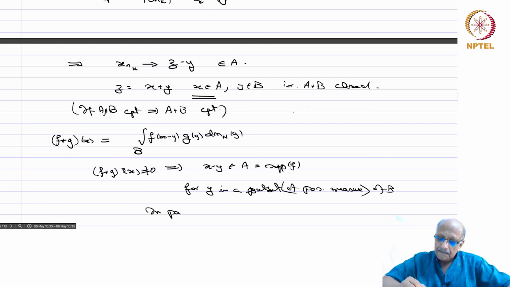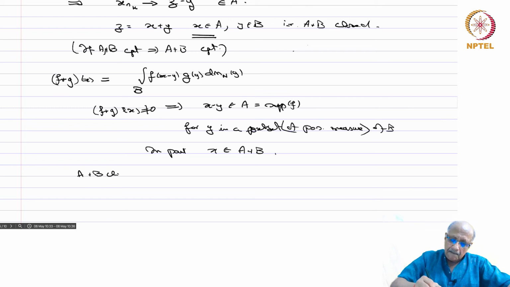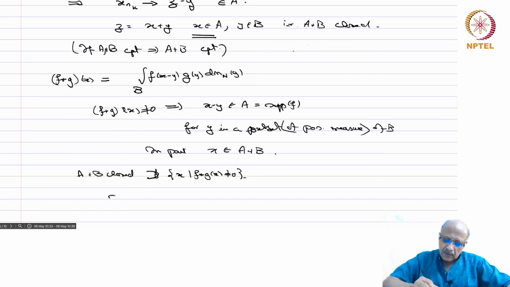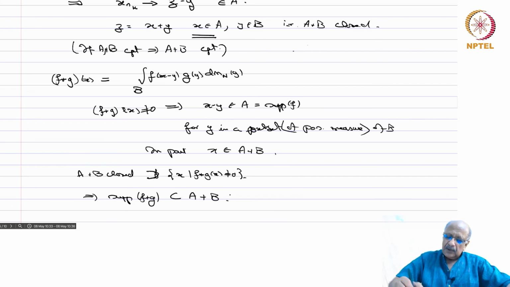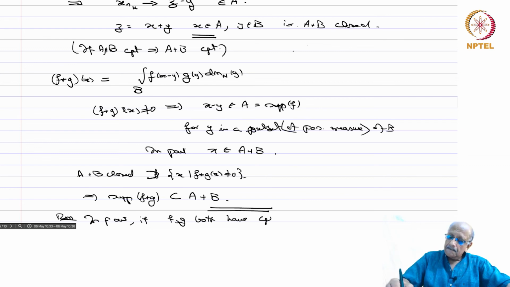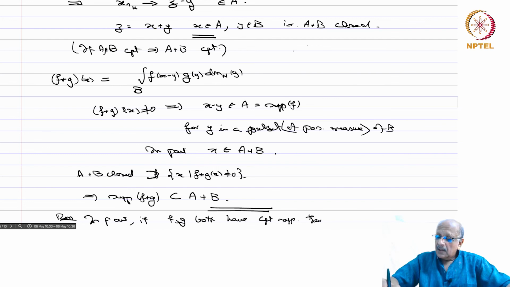In particular, you have x belongs to A plus B. Now A plus B is closed and contains the set of all x such that f star g of x is not 0, and therefore this implies that the support of f star g, which is the closure, is also contained in A plus B. So in particular, remark: if f, g both have compact support, then f star g also has compact support.